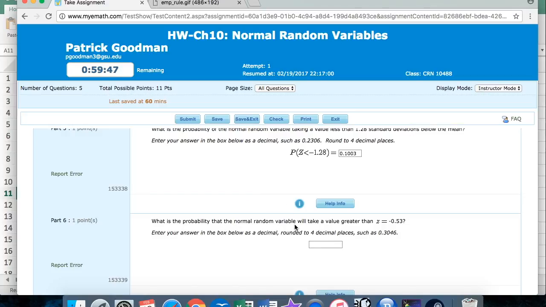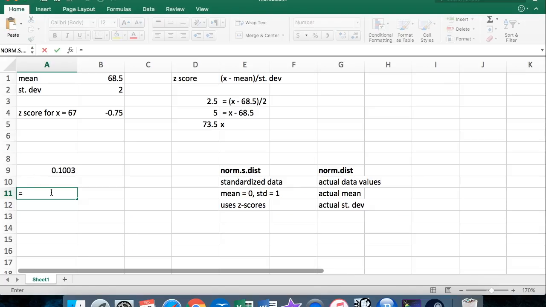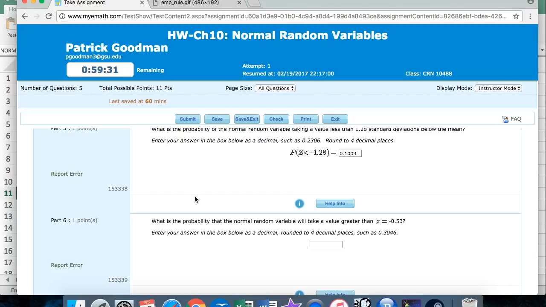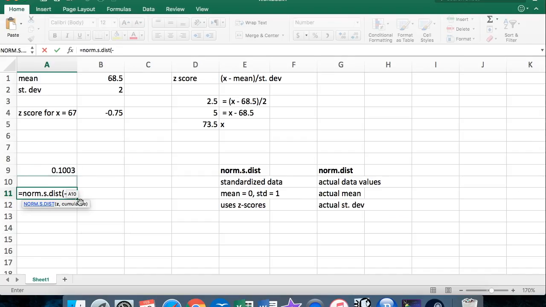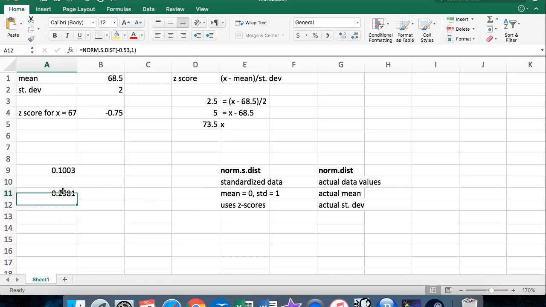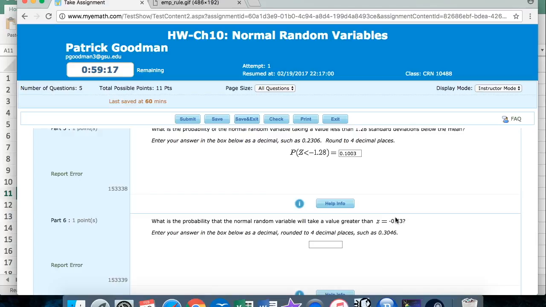So the probability that the normal random variable will take a value greater than z equals negative 0.53. Okay, this means that this is our z-score. So we do equals. Now remember, this is greater than. Excel, by default, if I put in norm.s.dist and I put in my z-score of negative 0.53, and I put cumulative, it's all fine and dandy. It'll give me an answer. But the problem is, see, I hit enter, this is the area to the left, but I want the area greater than this. Now one way you can figure that out is we're saying we want the area greater than z equal to negative 0.53. Well, remember, this means it's below the mean.